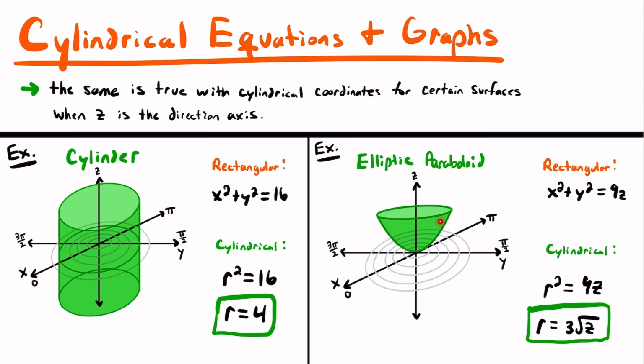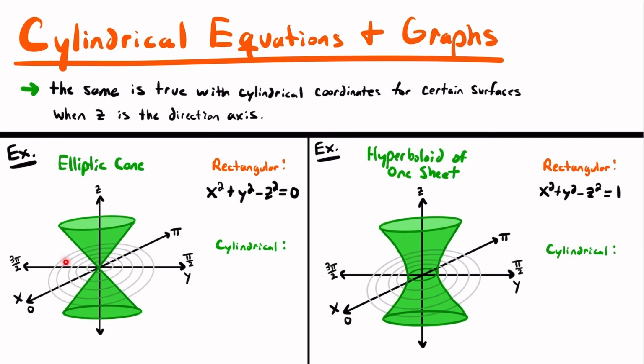But now you can see in both cases, the equations are a lot simpler. We just have r equals 4 compared to x squared plus y squared equals 16. Or in this case, we have r equals 3 times the square root of z. That's a lot simpler than x squared plus y squared equals 9z. All right, I have 2 more examples I want to look at here.